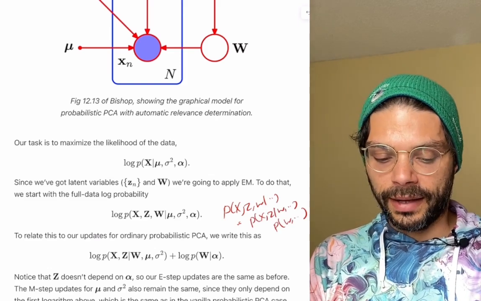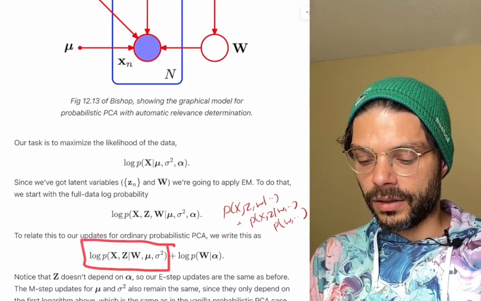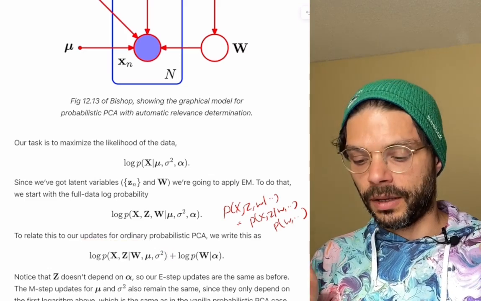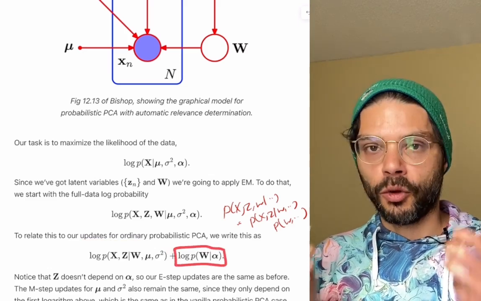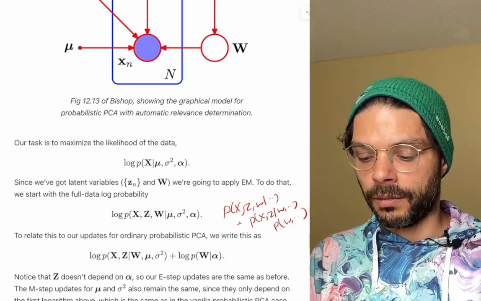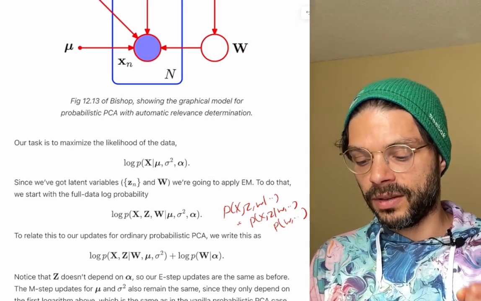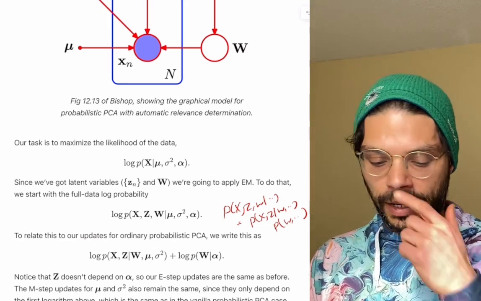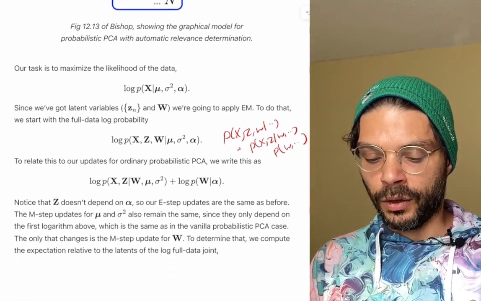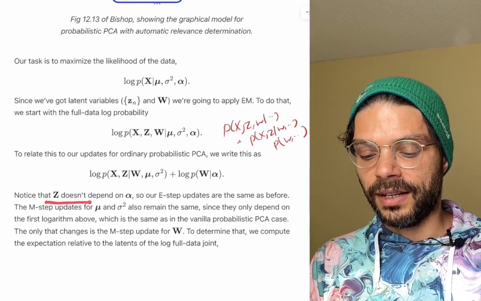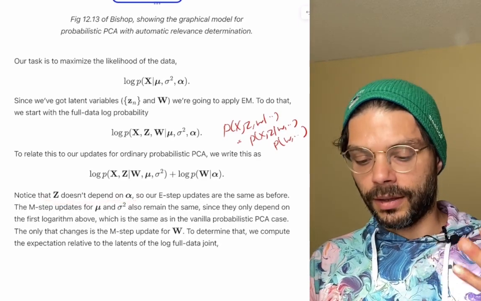Now notice that this first part is just what we had in probabilistic PCA, and the second part is a new thing that we're getting from automatic relevance determination. W doesn't depend on mu and sigma squared, it just depends on alpha. Okay, so now it says notice that z doesn't depend on alpha. So now we're going to do the EM thing, right?